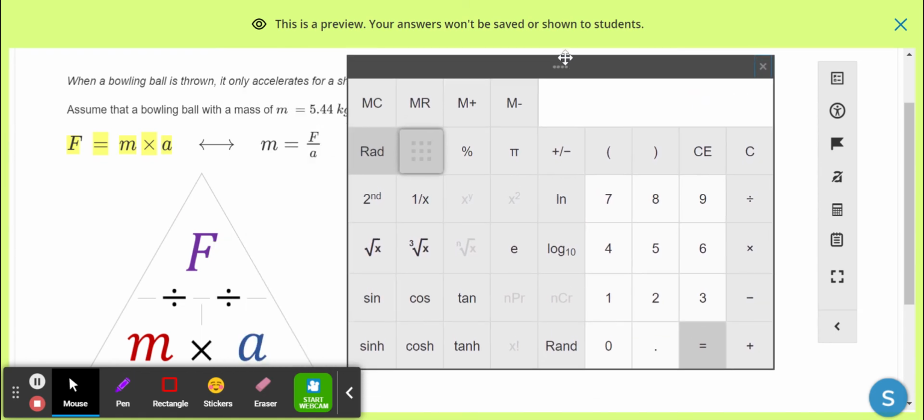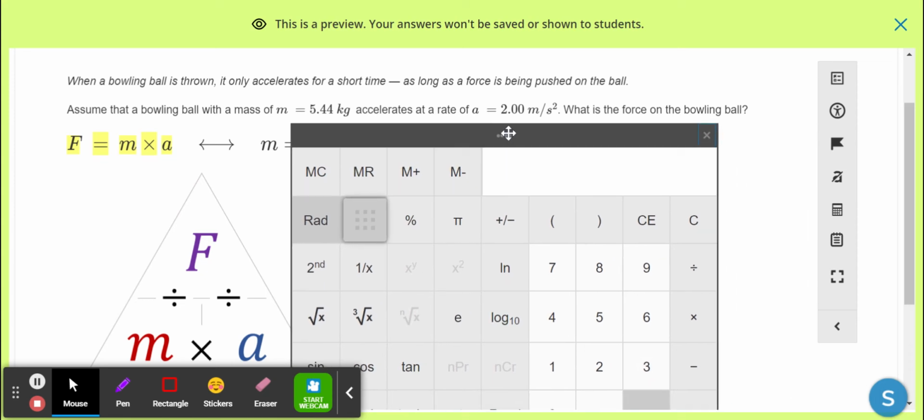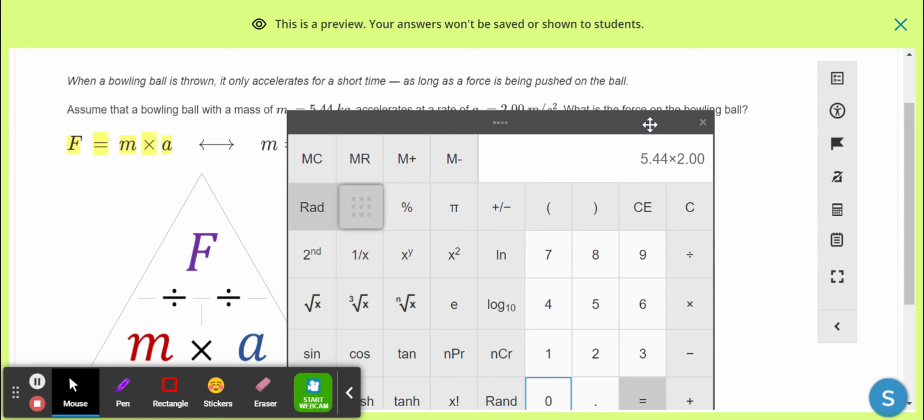Let's get our calculator and plug this in. If our force is equal to mass times acceleration, our mass is 5.44 kilograms times our acceleration, which is 2.00 meters per second squared. I hit equals, and there we go, 10.88 is our answer. So the force on this bowling ball is 10.88, and force is measured in newtons.